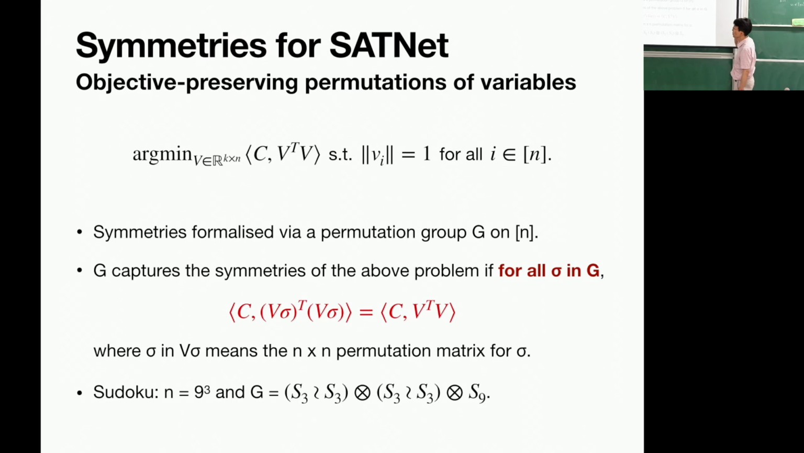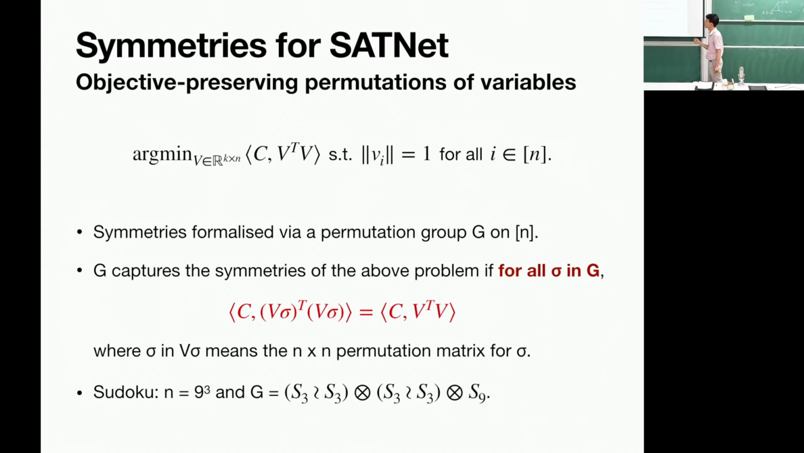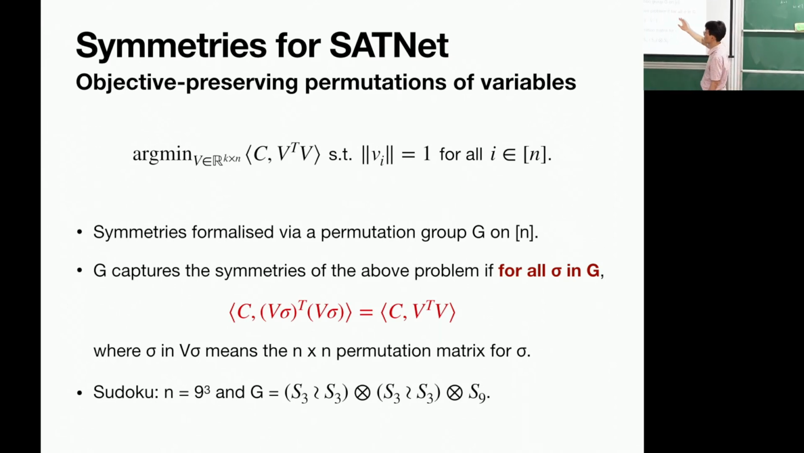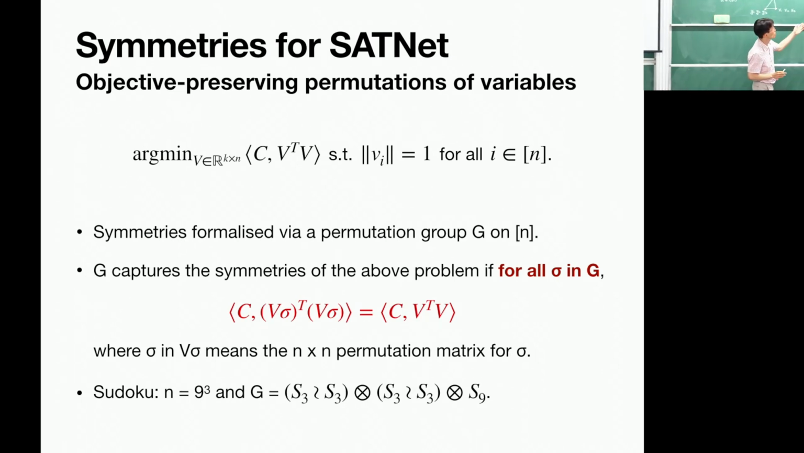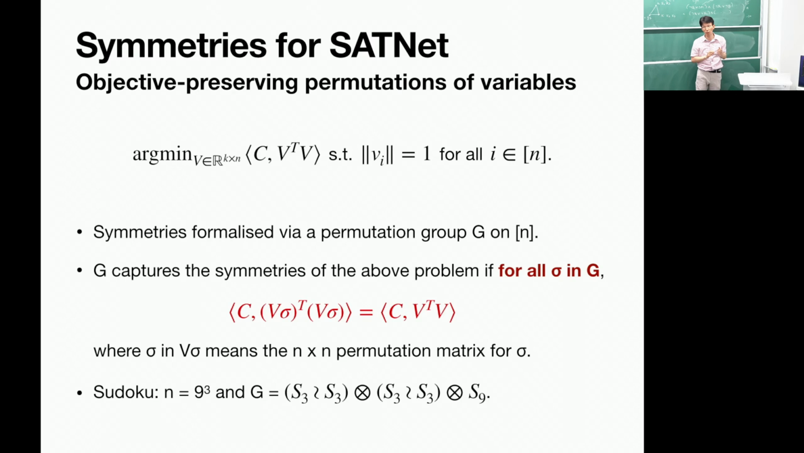But in the context of SATNet, it can be viewed as some transformation on the input which preserves the value of the objective function, because the objective function is what determines the solution. If your transformation doesn't change the objective function, then that can be regarded as a symmetry of the specific problem. We are only thinking about the particular symmetries that can be determined by a permutation group G on N. What that means is the symmetry we care about is a kind of renaming or rearrangement of the variables.